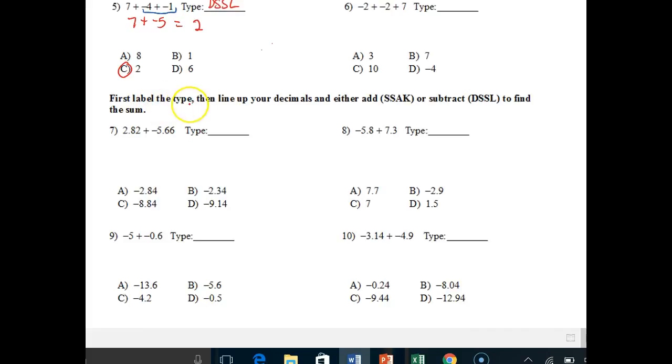All right, directions here. First, label the type, then line up your decimals. Either add SSAK or subtract DSSL to find the sum. So I have DSSL, so I need to subtract. So let's line up my decimals. I will do 5.66 minus 2.82. Normal subtraction of decimals, right? That's 4. We need to borrow here to make this a 4 and make this 16. That's 8. Put your decimal down. 4 minus 2, 2.84, right? Pretty simple. However, I have more negatives, so therefore my answer is equal to -2.84.